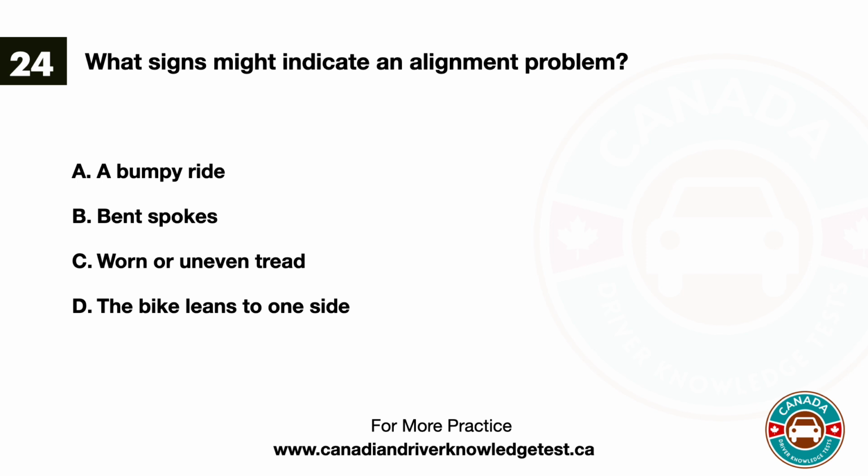Question 24. What signs might indicate an alignment problem? A. A bumpy ride. B. Bent spokes. C. Worn or uneven tread. D. The bike leans to one side. The answer is C. Worn or uneven tread.